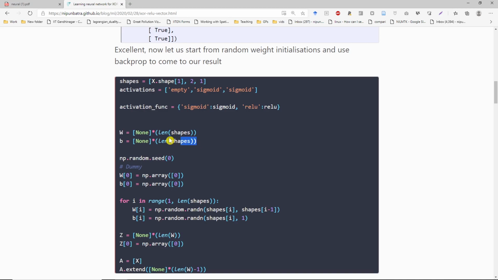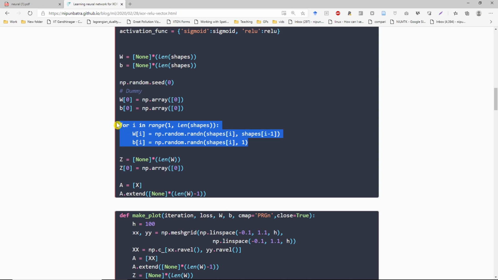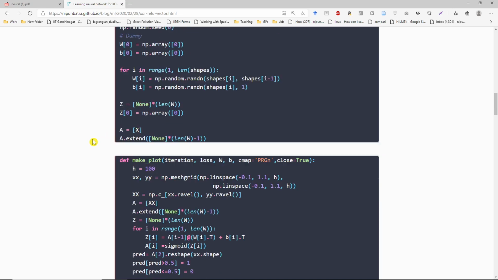And I've just initialized W and B as I mentioned before. I don't use W of 0 and B of 0, they're just dummy. Oh, sorry, this is not the forward pass. This is just random initialization for i in range 1 to length of shapes. The shapes of W, as we knew, is basically Ni times Ni minus 1. So I just randomly initialize them and similarly randomly initialize Bi's.